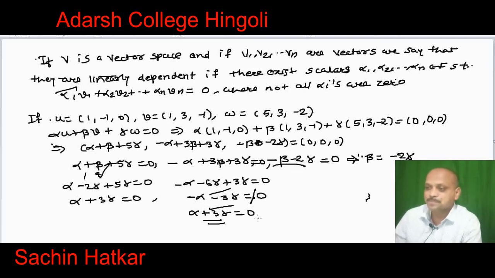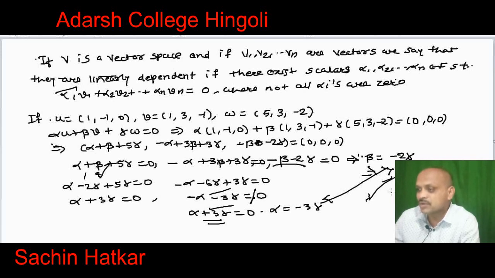So this shows that alpha equal to minus 3 gamma. Look at this, beta equal to minus 2 gamma and alpha equal to minus 3 gamma. All of them depend on gamma. So if we choose a particular value of gamma equal to 1, we get beta equal to minus 2 and alpha equal to minus 3. If we choose gamma equal to minus 1, then we get beta equal to 2 and alpha equal to 3. Therefore, we have the linear combination of these vectors equal to 0 where the scalars are not 0, and therefore these vectors are linearly dependent, they are not linearly independent.